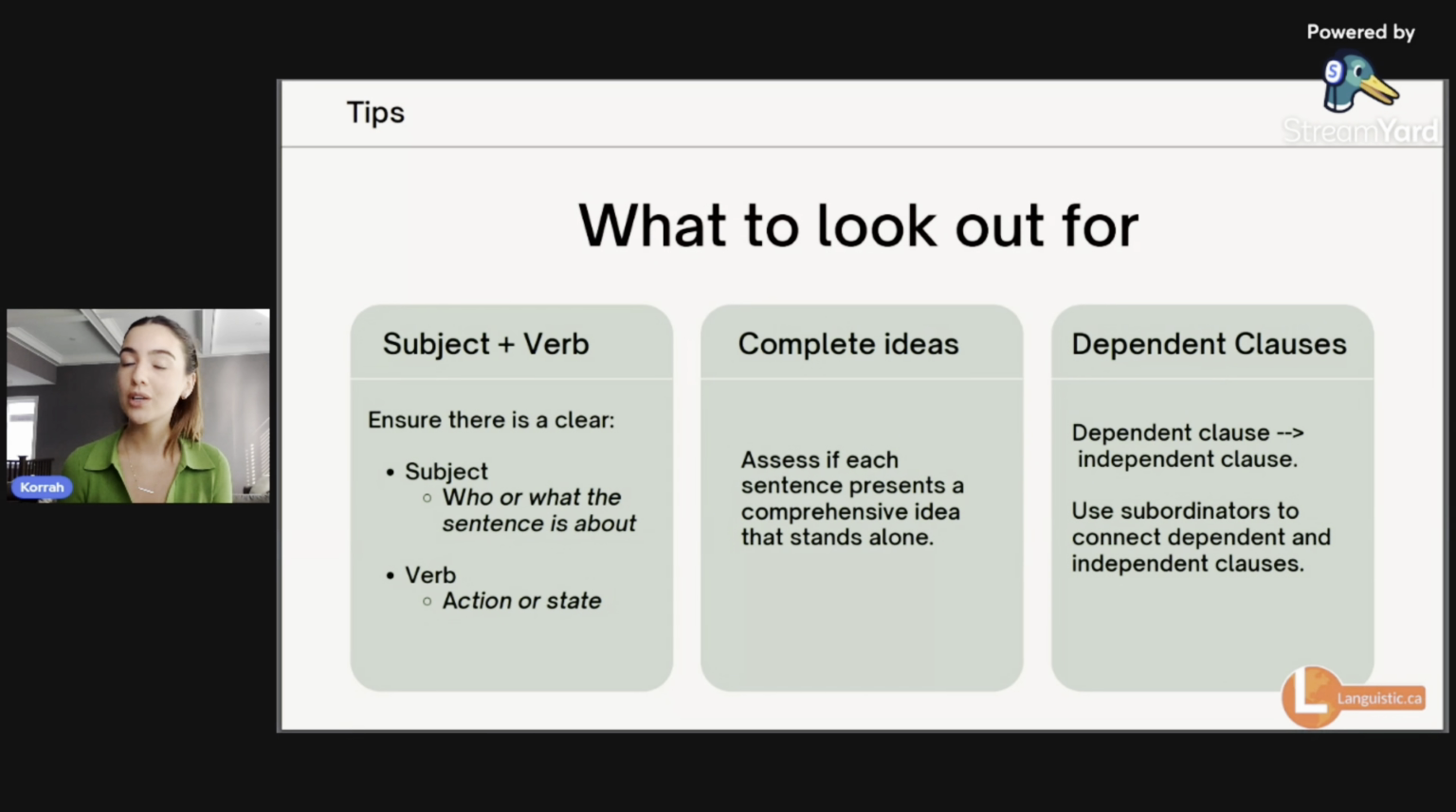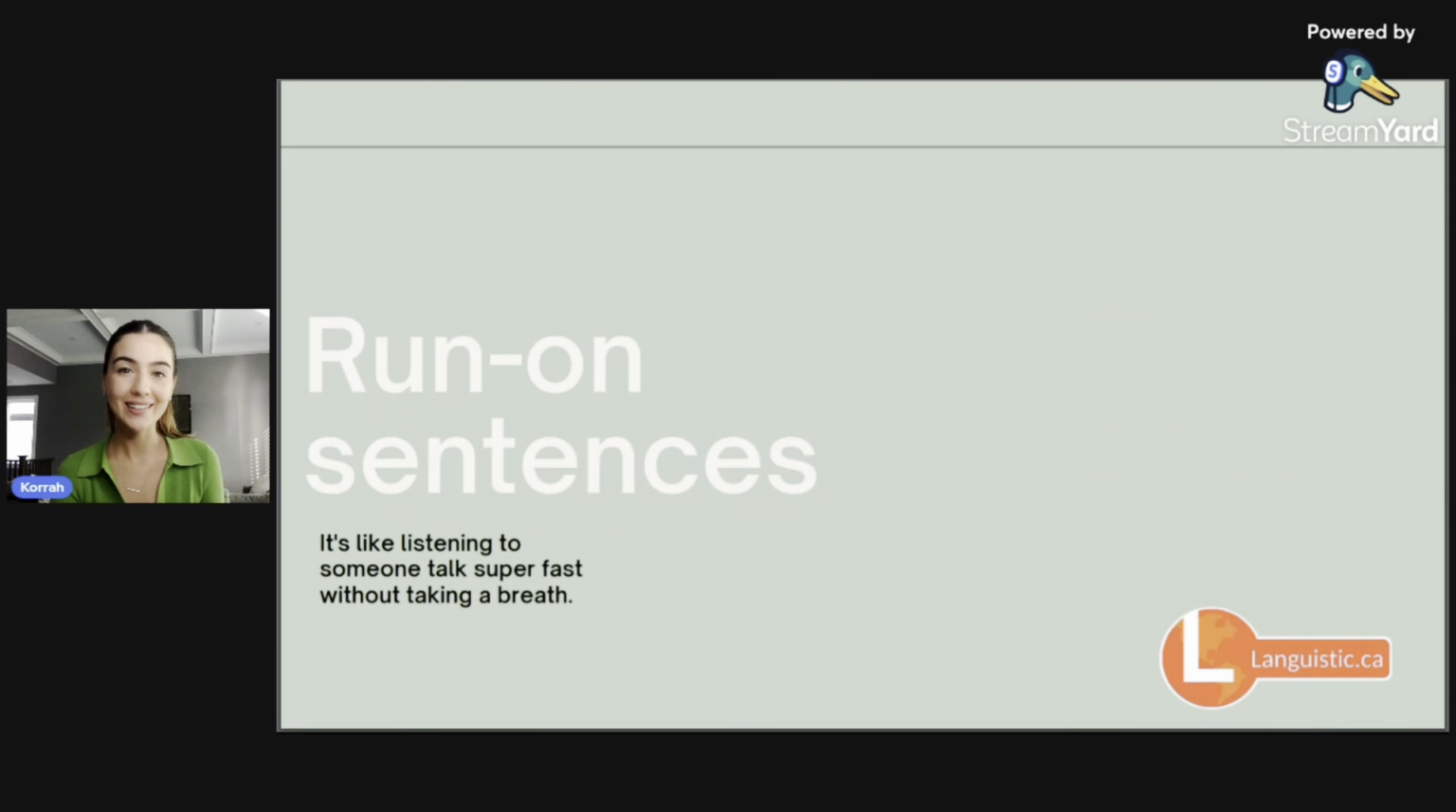These transition words are really important to helping you form a good sentence. All right, I hope this helps you avoid sentence fragments and make complete sentences. With that being said, let's move on to run-on sentences.